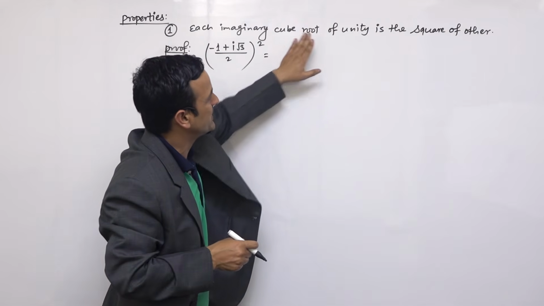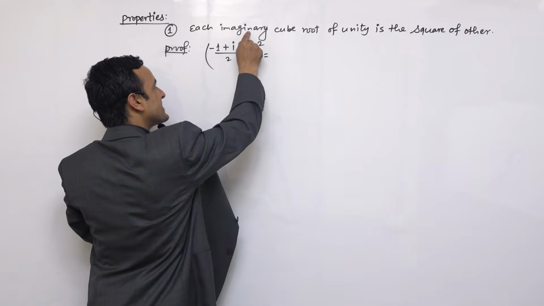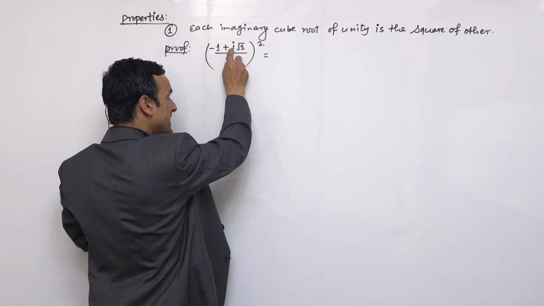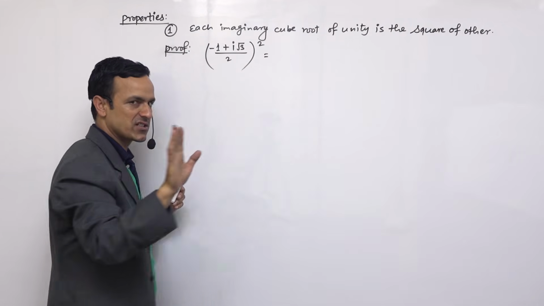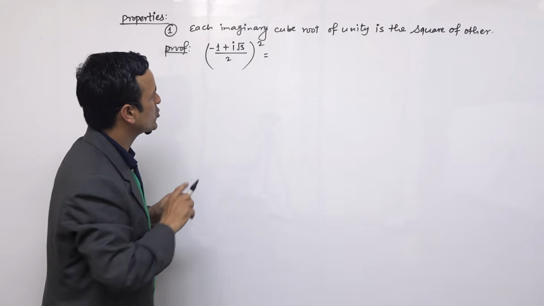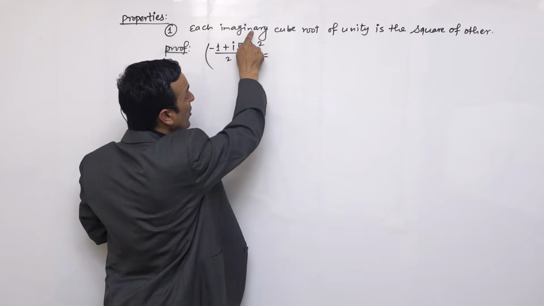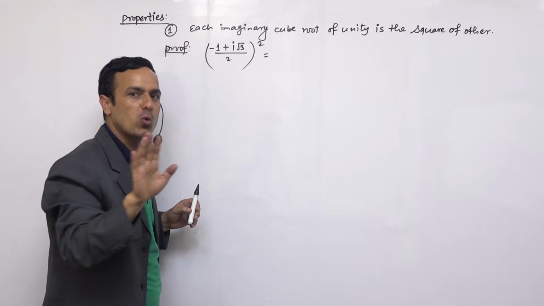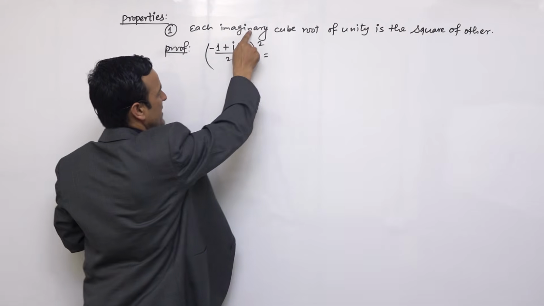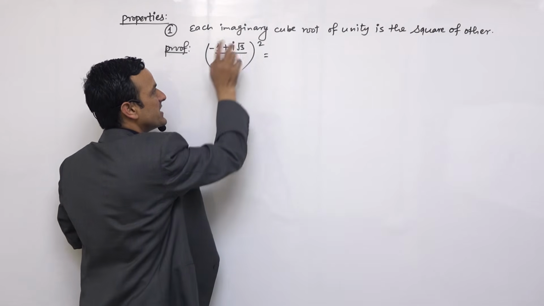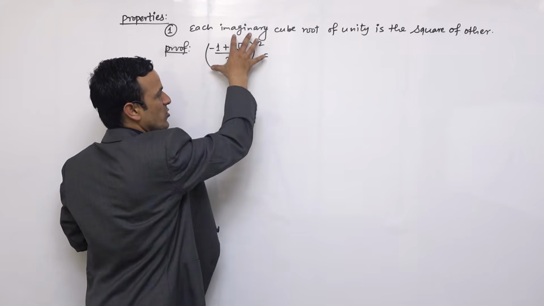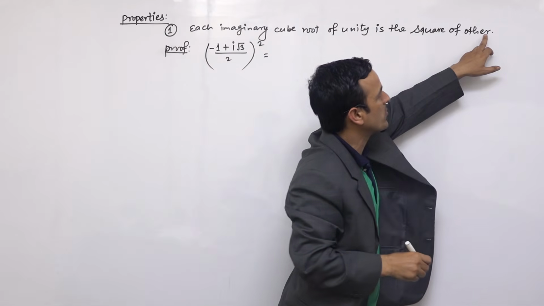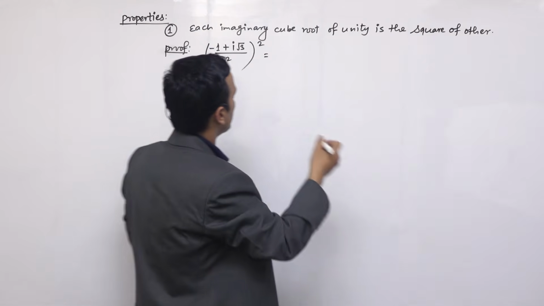There are three cube roots of unity, and among the three, imaginary values are only two, only 2, because the term containing I is called an imaginary value. So here is I, so it is called an imaginary cube root. We don't take 1 because there is no I. That's why for imaginary we should take the term containing I, and when we square that term, the other imaginary term comes.